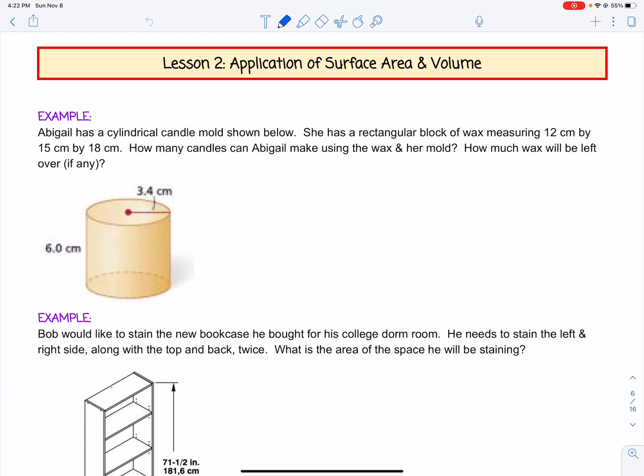In this video, we're going to take a look at the application of volume. We are not going to focus on surface area right now. We are only going to focus on the application of volume.